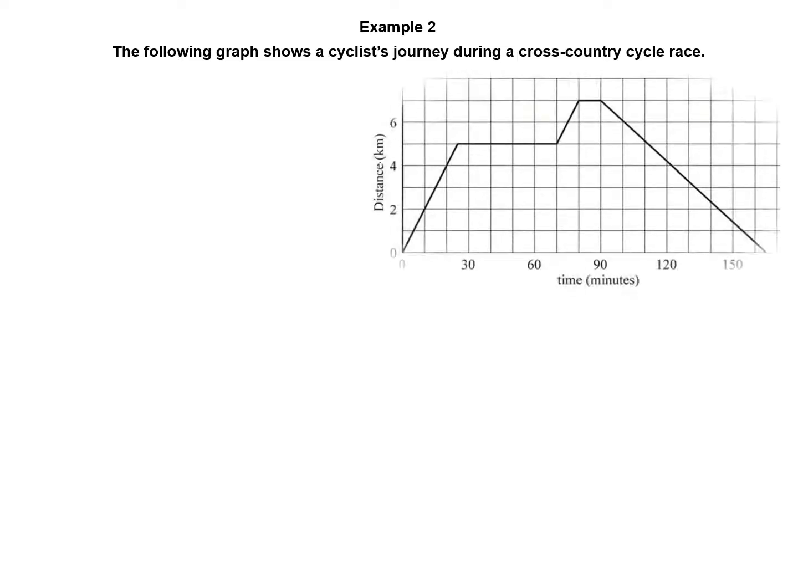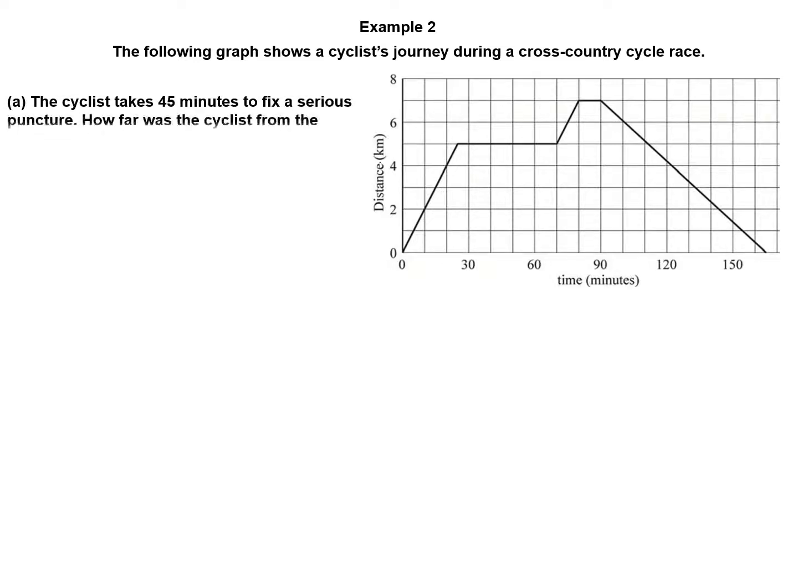Example 2. The following graph shows a cyclist's journey during a cross-country cycle race. The cyclist takes 45 minutes to fix a serious puncture. How far was the cyclist from the starting point when she got the puncture?